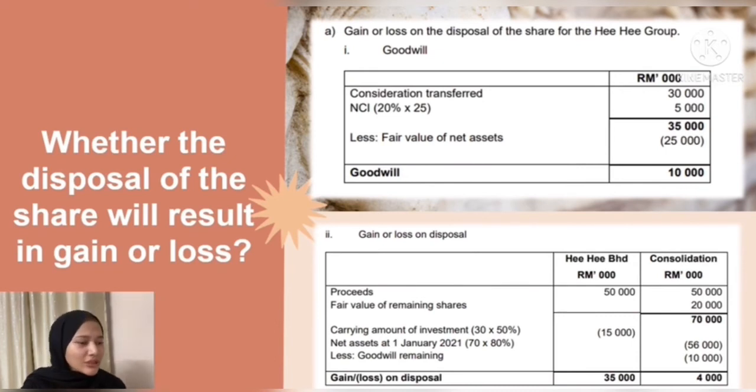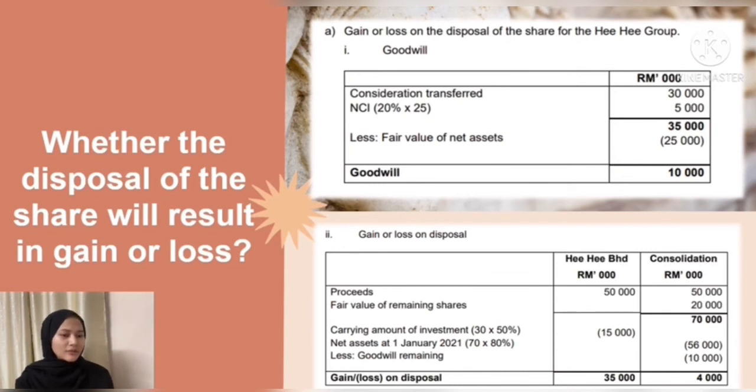Okay, now for the consolidation, for the third column, we take proceeds 50 million plus fair value of remaining shares 20 million equals 70 million. And then minus net assets at 1 January 2021, which is 70 million times 80% equals 56 million. And then less the goodwill remaining, the one that we calculated earlier, which is 10 million. So 70 million minus 56 million minus 10 million equals 4 million for consolidation. So we can conclude that the disposal of the share for the Hihi Group results in a gain.